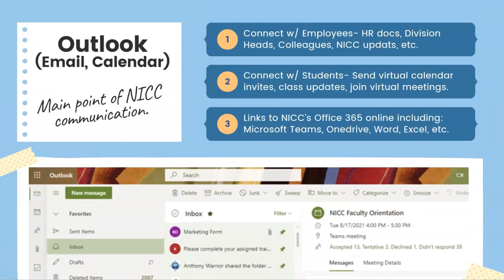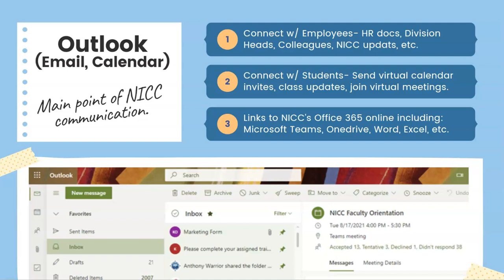So getting started with our Outlook, which again is our NICC email and calendar, this is our main point of contact at NICC. So to begin, you'll notice that this is where we contact other employees. This could be for HR-related purposes, such as concluding your documentation. It could be for your division heads, getting in contact with them, reaching out to colleagues, as well as getting NICC updates, including weather closure or things of that sort.